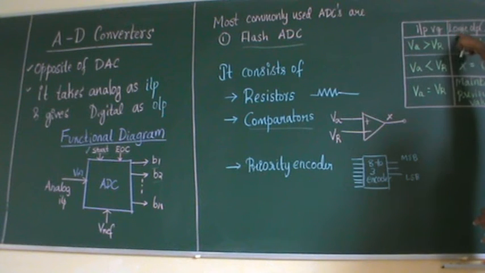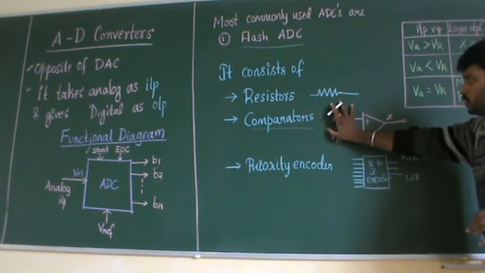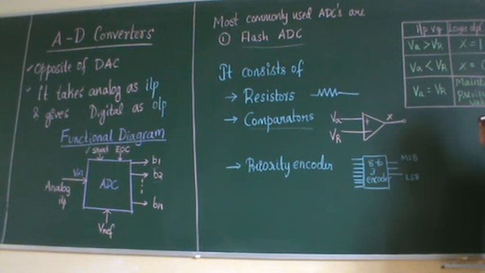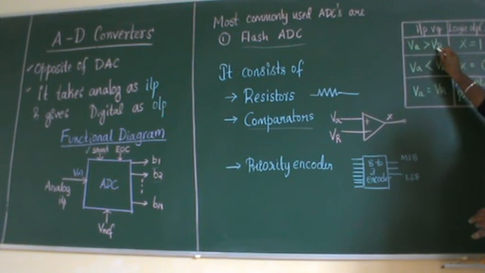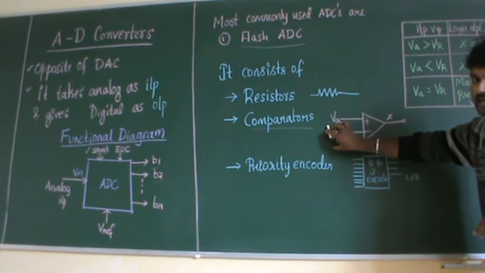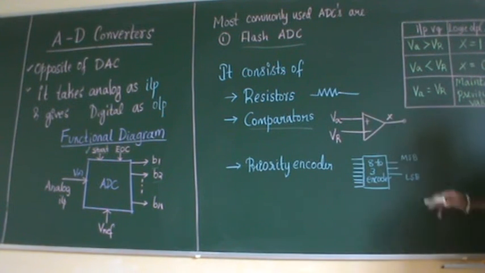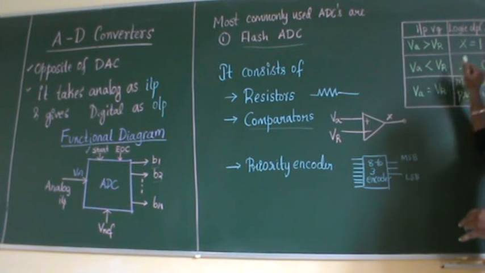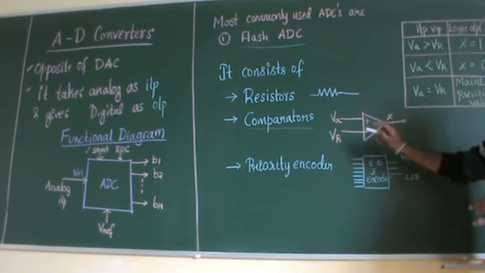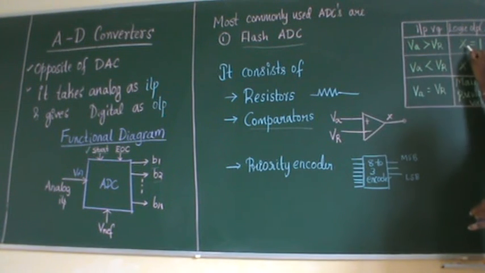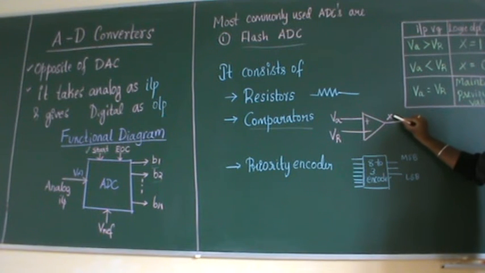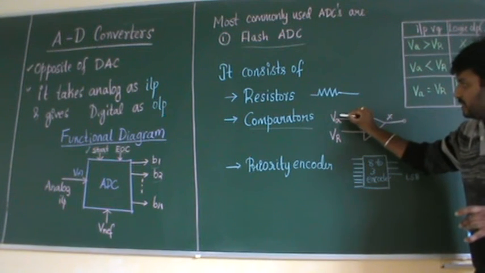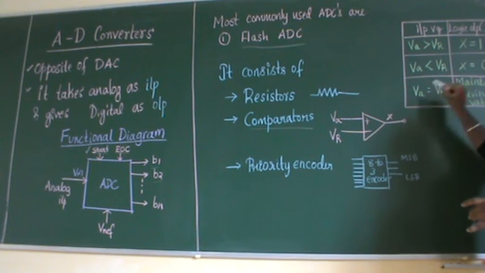So the input voltage and the logic output. Now, the comparator compares the two quantities. If VA is greater than VR, what will be our output? Either it will be 1 or it will be 0. It is very easy to remember: if positive is greater than negative, you will get 1 here. That is, if VA is greater than VR, then X equals 1. Next, if VA is less than VR, then X equals 0.